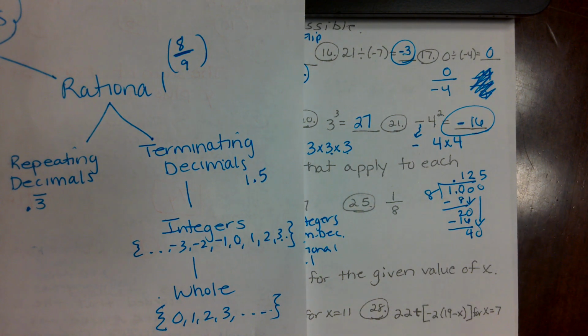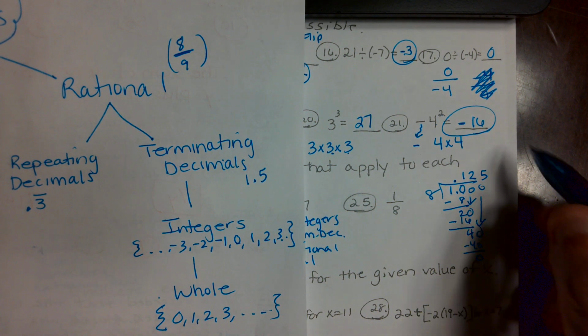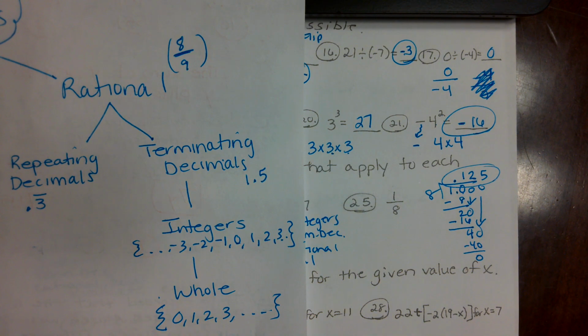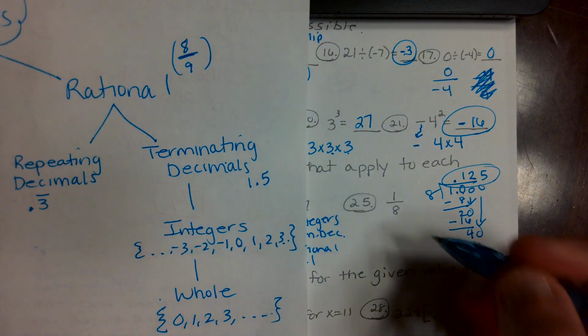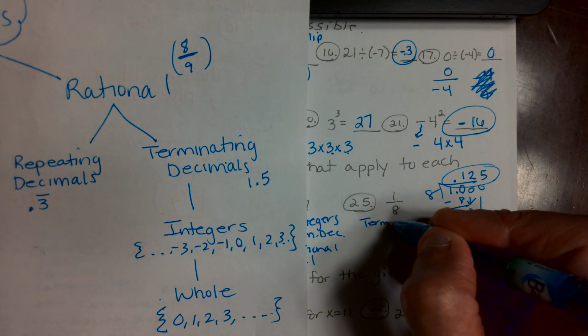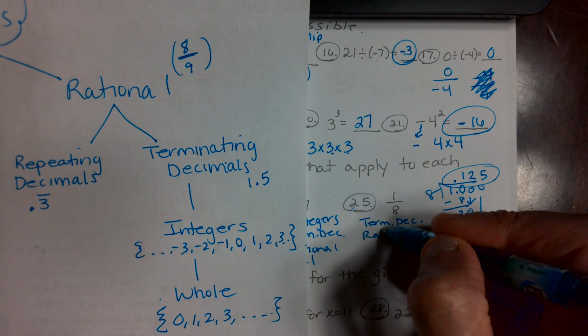Oh, look at that. 0.125. And what happens? 0. So what does that mean when it stops? It means it's a terminating decimal. So my answer is going to be terminating decimal, and you can abbreviate it if you'd like. And not irrational, and real.